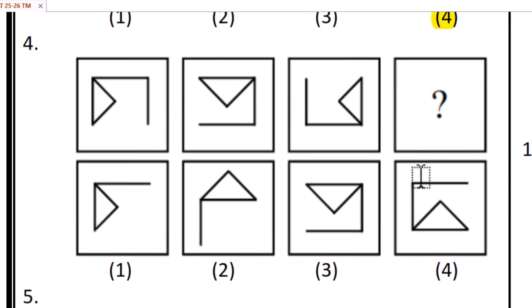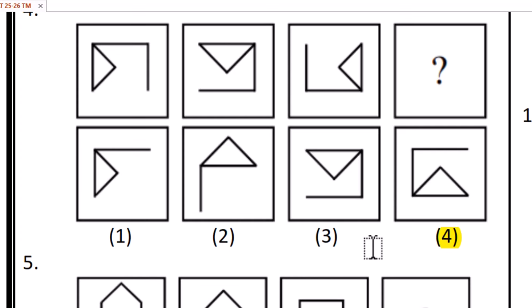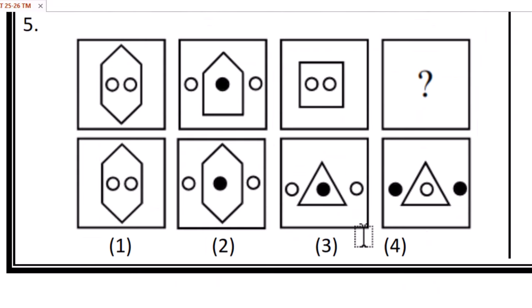Question 4. Correct answer: 4. Explanation. This is an analogy problem. Figure 3 is a square, and adding an inward-pointing triangle to one of its sides results in Figure 4. Question 5. Correct answer: 3.